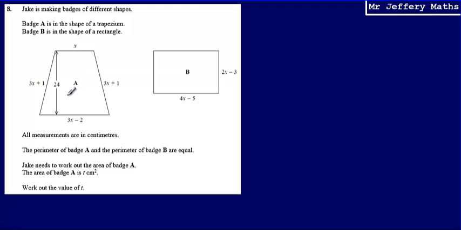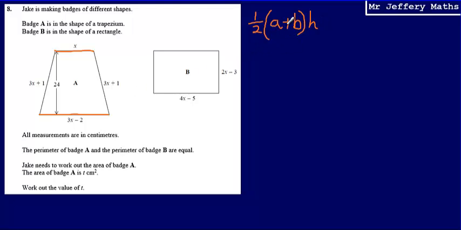Now in order to do that we're going to need to use the formula for the area of a trapezium. So the formula for the area of a trapezium is half multiplied by A plus B multiplied by the height, where A and B are the two lengths in the trapezium which are parallel. So we can see that this length at the top and this length at the bottom are parallel to each other, and they are the lengths that we're talking about when we're talking about A plus B. So it's going to be half of the two parallel lengths added together times the height.